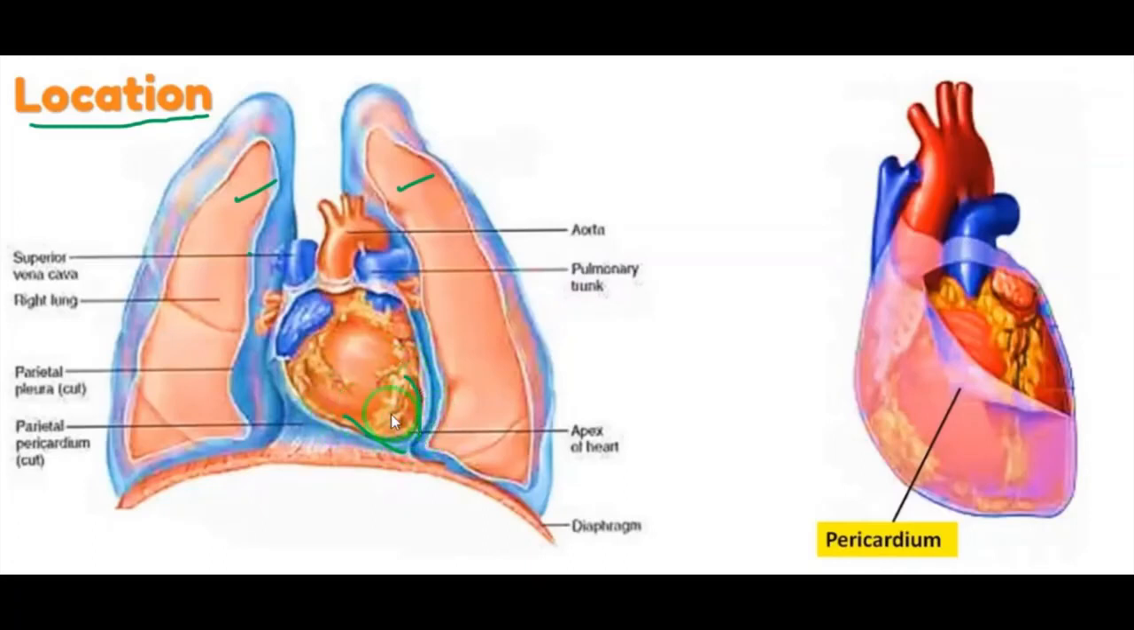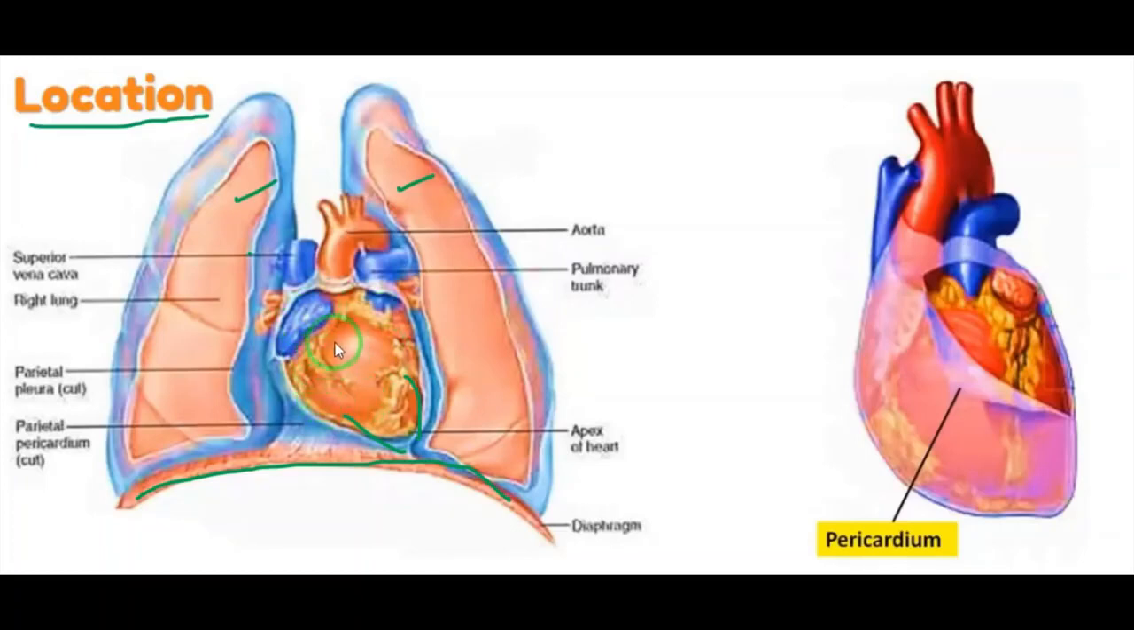Tilted means a sloping position, towards the left side and above the diaphragm. This is the diaphragm. So the heart is slightly tilted to the left side, and it is present above the diaphragm. The heart is a pumping organ, as we all know. It pumps blood into the blood vessels.